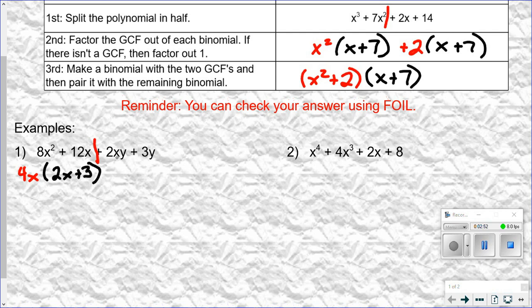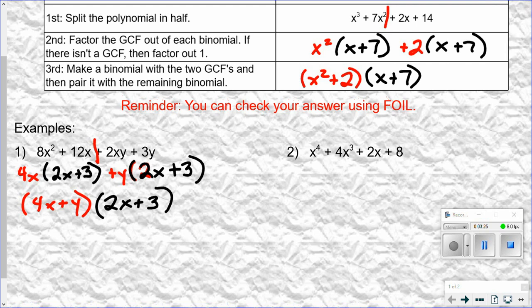The other side, I can factor out a y. So on this side, I'm going to factor out a y. Again, I'm going to write plus y because it's a positive y I'm taking out, times 2x plus 3. So group the 4x and the plus y together. It's your first binomial. And then what you have is the 2x plus 3.